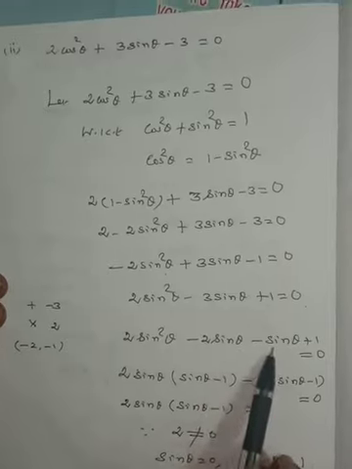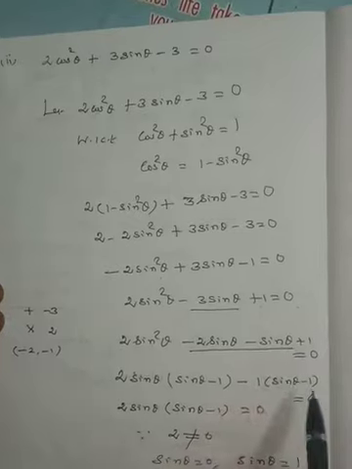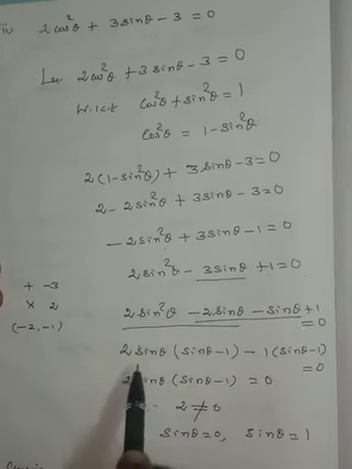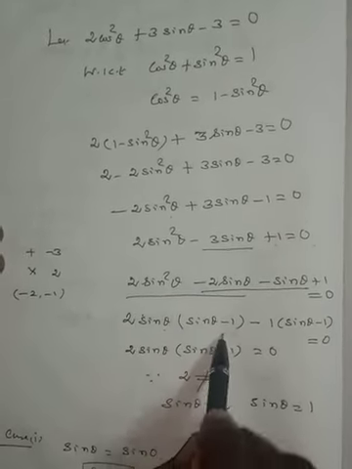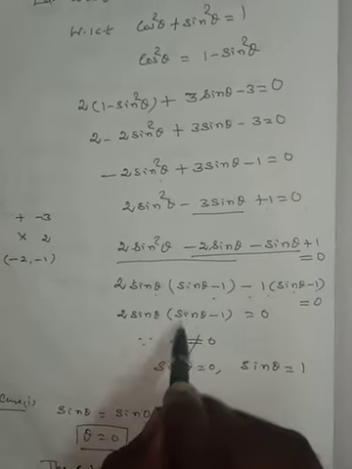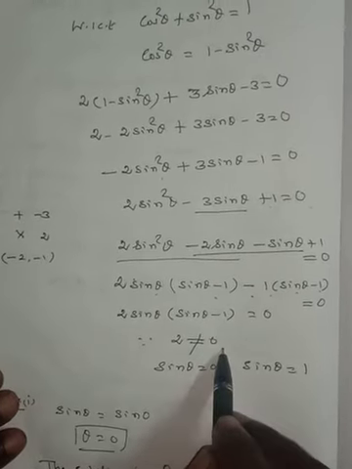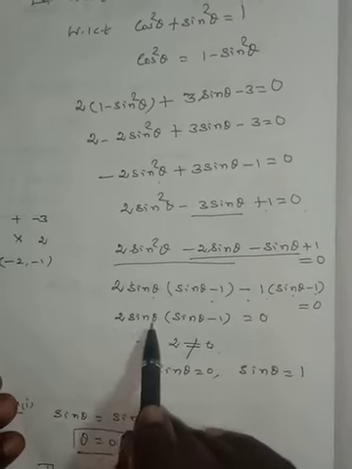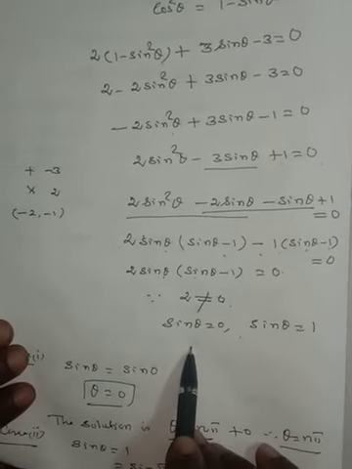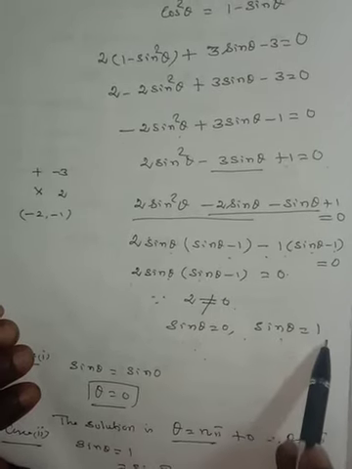So minus 3 sin theta can be written in the form of minus 2 sin theta minus sin theta. Take the first two terms, common 2 sin theta: 2 sin theta minus 1, minus 1 into the next two terms, sin theta minus 1. So (2 sin theta minus 1) into (sin theta minus 1) is equal to 0. Since 2 is not equal to 0, sin theta is equal to 0 or sin theta minus 1 is equal to 0. Sin theta is equal to 0, then theta is equal to 0 or pi. Sin theta minus 1 is equal to 0, then sin theta is equal to 1.